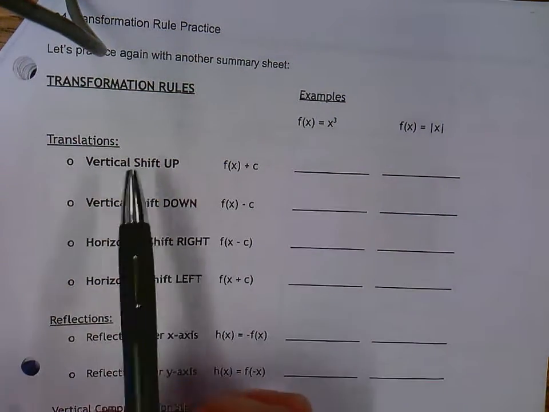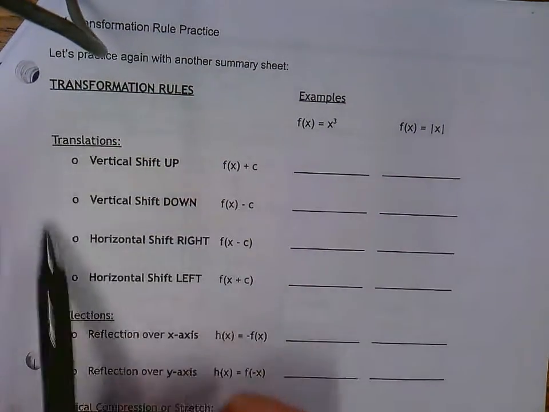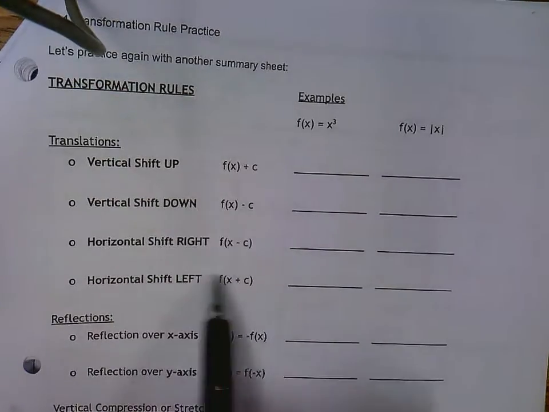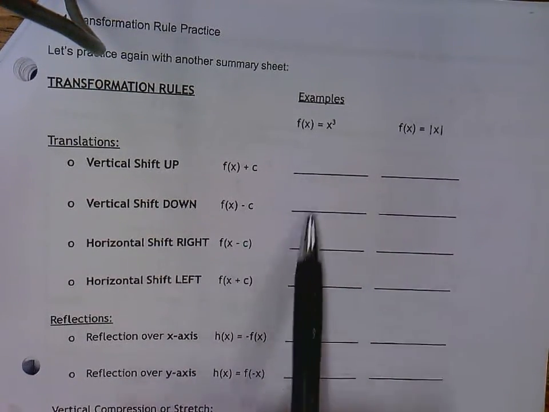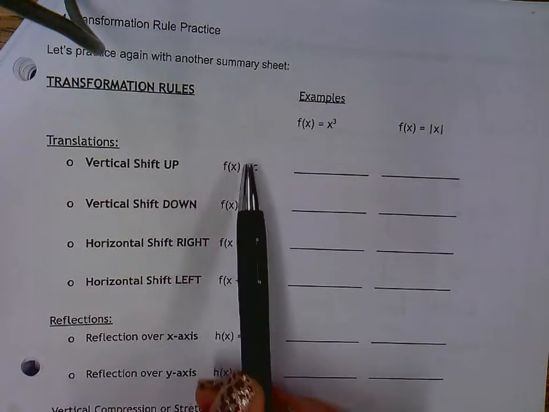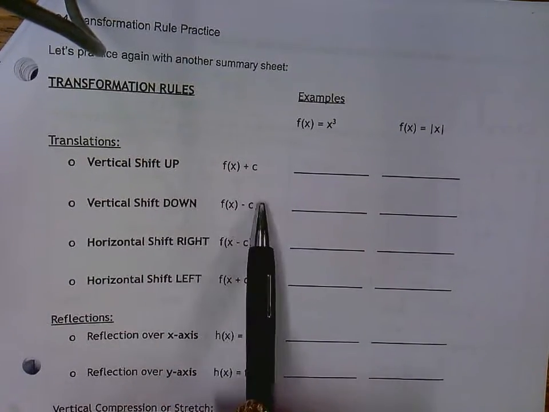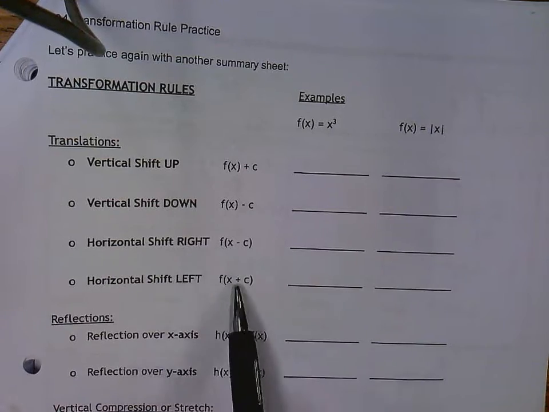These are all the transformations, what's happening. This is the rule. We're going to take this function up at the top, x cubed, and we're just going to write it 4 different times. One that shifted up, one that shifted down, one that shifted right, and one that shifted left.